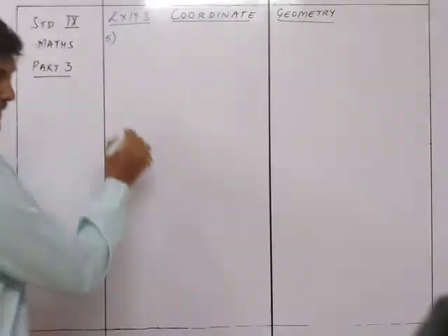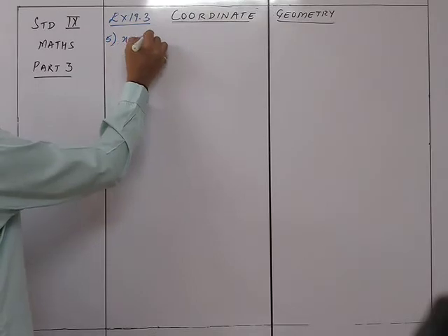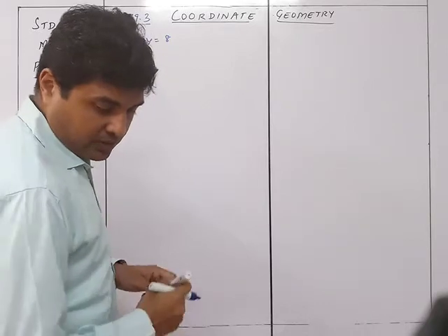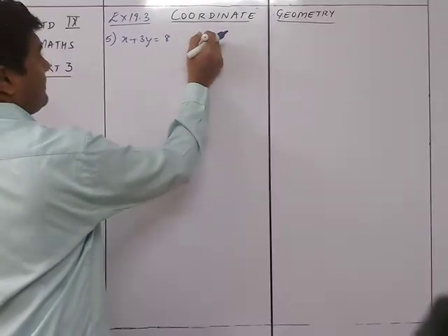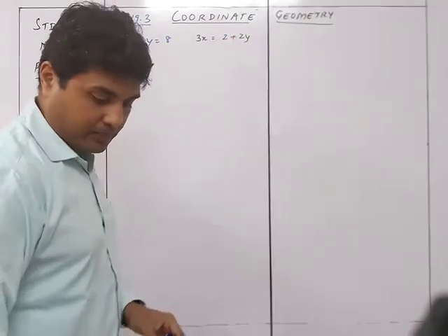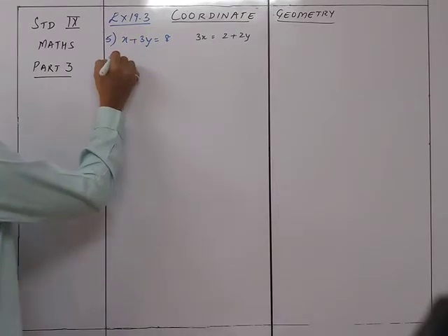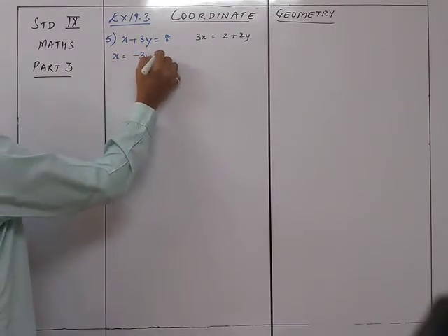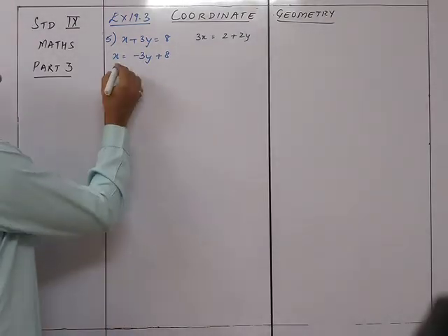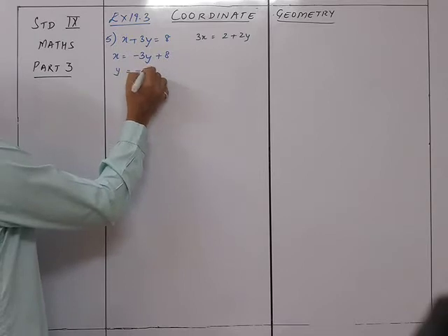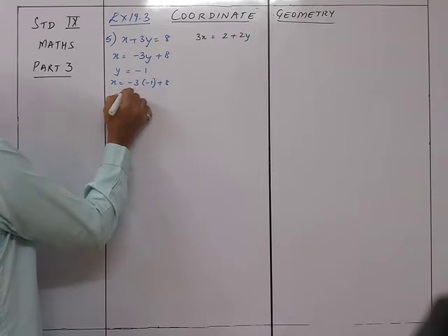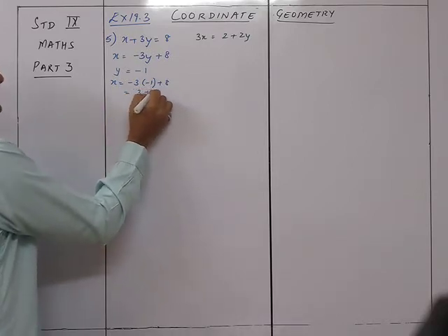The question is x plus 3y is equal to 8, and the second one is 3x is equal to 2 plus 2y. This one is very easy. x is equal to minus 3y plus 8. So y is the independent value, so we'll take y is equal to minus 1. So x is equal to minus 3 into minus 1 plus 8, so that will be 3 plus 8 is equal to 11.